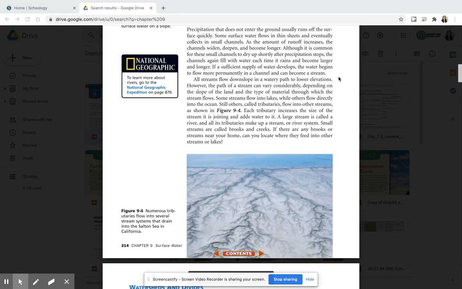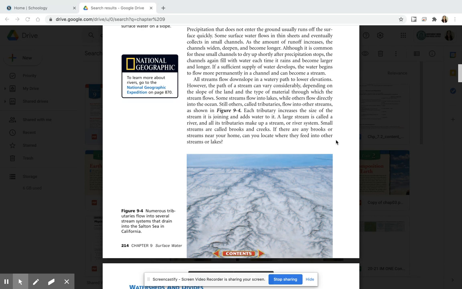a stream. All streams flow downslope in a water path to lower elevations. However, the power of the stream can vary considerably depending on the slope of the land and the type of material through which the streams flow. Some streams flow into lakes, while others flow directly into the ocean. Still others, called tributaries, flow into other streams, as shown in Figure 9.4.